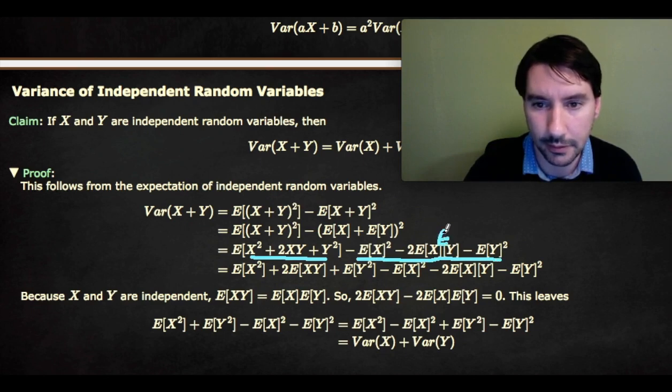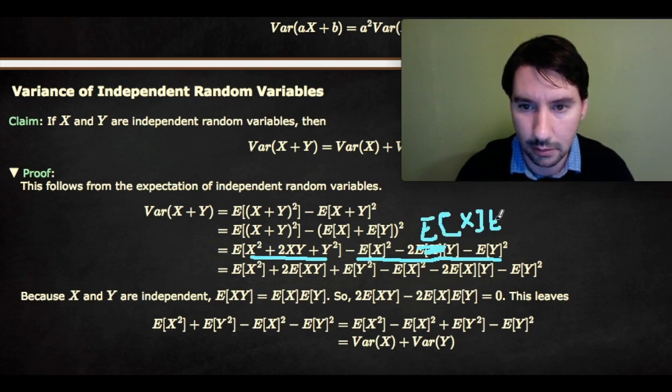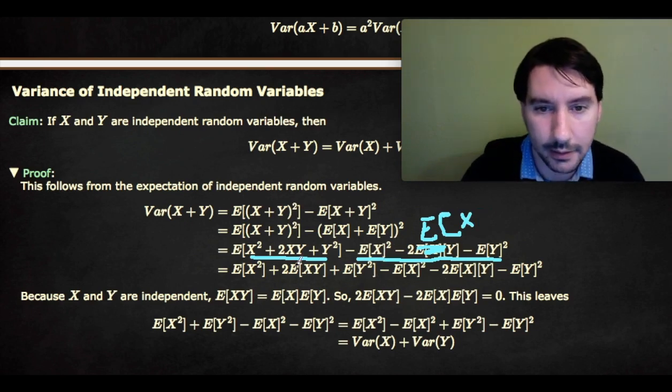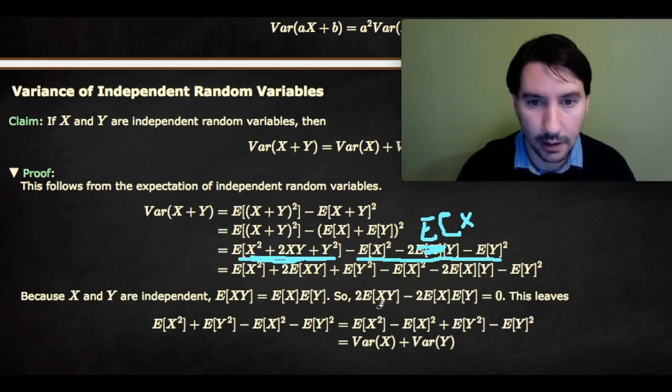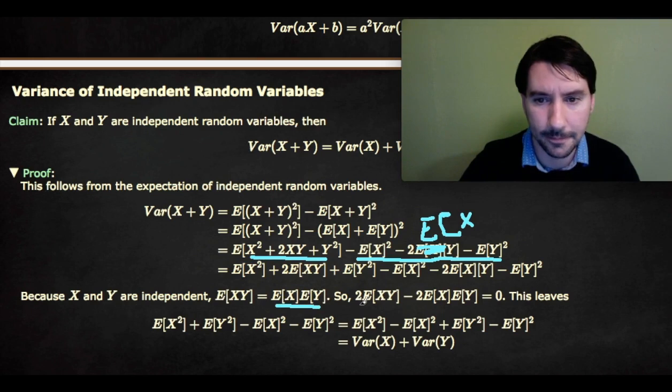Oh, darn. And I have another typo here, so this should have an E. So let's see. This should be E of x times E of y. And here we use linearity of expected value. So E of (x squared plus 2xy plus y squared) is E of x squared plus 2 E of xy plus E of y squared. And this is where we're going to use the independence. So by independence of x and y, E of xy is E of x times E of y.